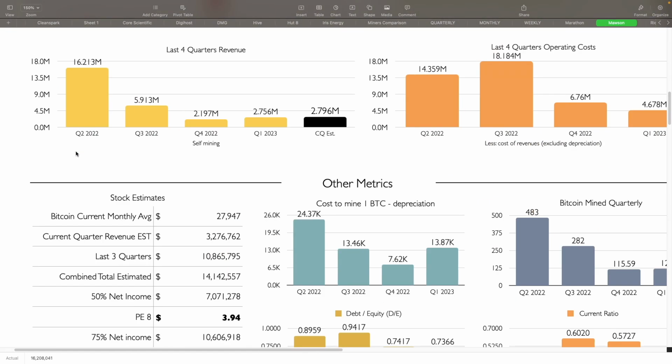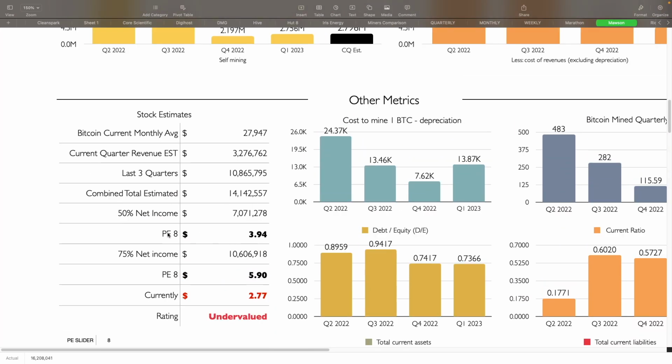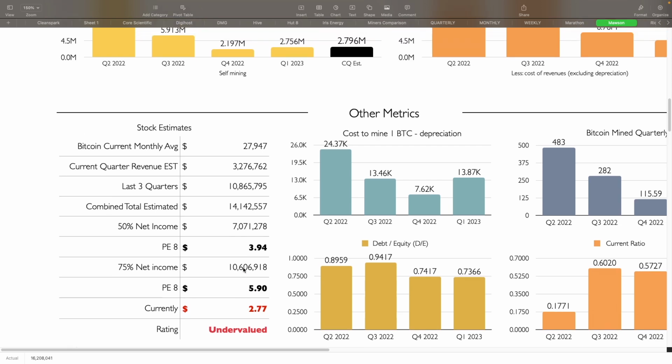We have to take a look at this. Currently they are at $2.77. I have them with a PE of 8 right now, possibly, so that would be $3.94. The main reason is because they have so few shares out right now. If we look at the 75% net income, we're looking at $5.90. So they are undervalued in my opinion right now.